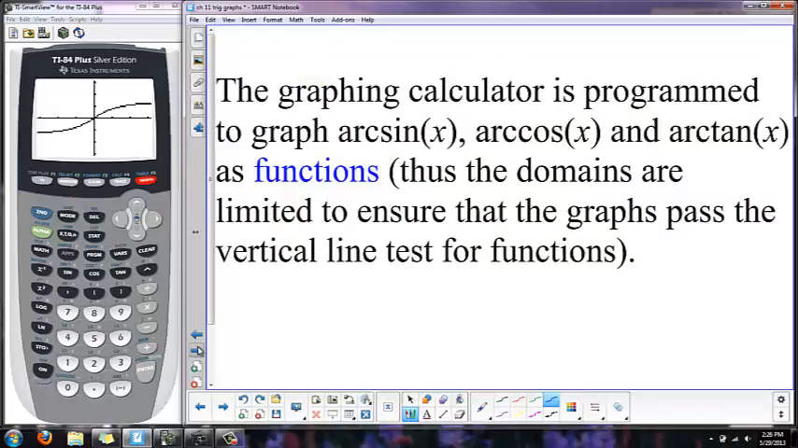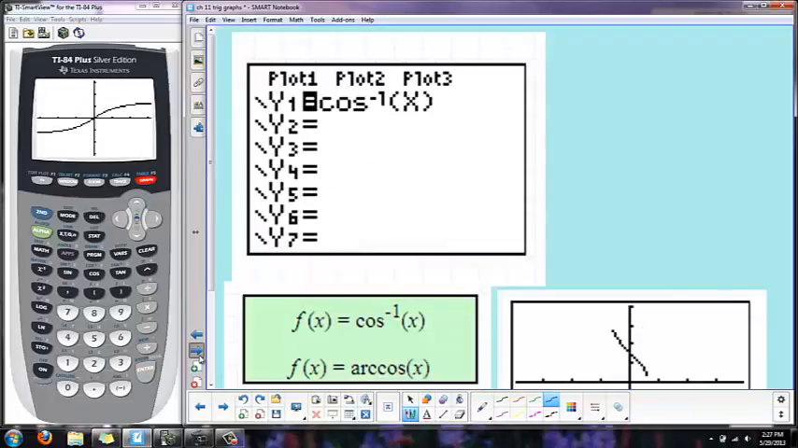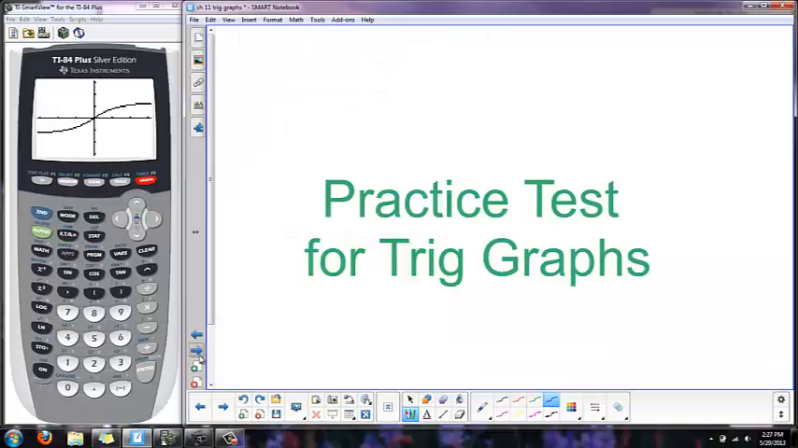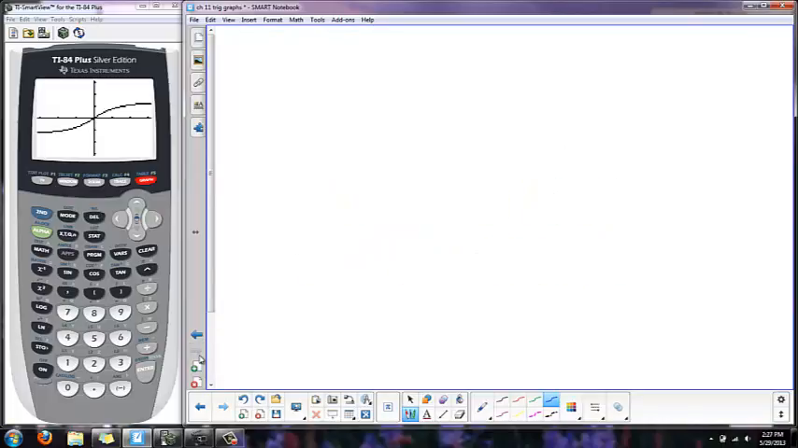The graphing calculator is programmed to graph arc sine, arc cosine, and arc tangent, or inverse sine, inverse cosine, and inverse tangent, as functions. Therefore, the domains are already restricted. So when we graph those things, you don't see all of the curves that you would have seen on tangent because the calculator already restricted the domain for us. See how it did the work for us that I showed you. And that is about it.